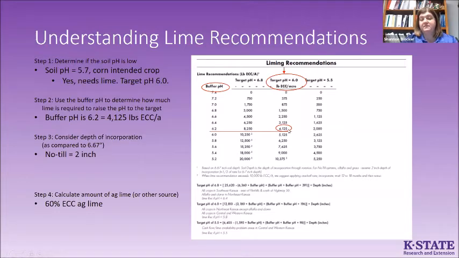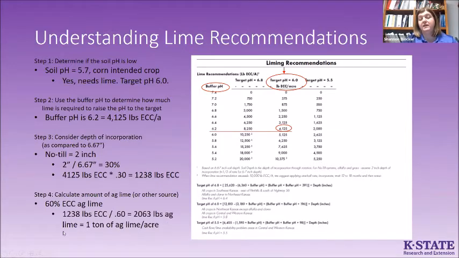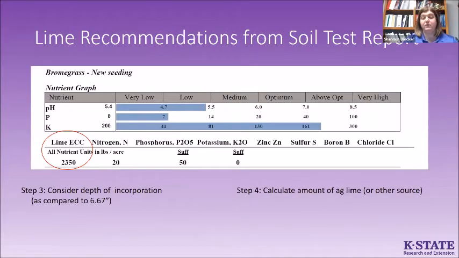And this line right here says that you need 4,125 pounds of ECC per acre. If you're doing no-till, we assume an incorporation from freeze thaw and natural processes of around 2 inches. So that's about a 30% incorporation. So you take that times 30%. If you use 60% ECC ag lime, you're going to come up with needing about 1 ton of ag lime per acre. And so that's kind of the process of doing that. Our dealers that supply lime and those ag businesses can easily help you with that, or I'd be happy to help you with that as well.